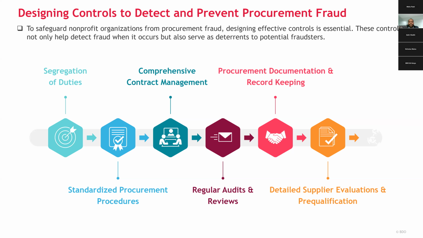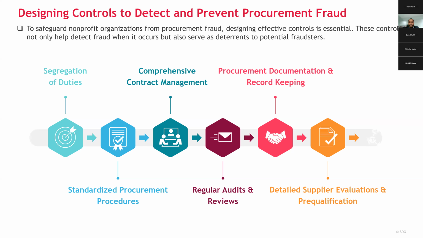The third one is having a list of approved vendors. This is having a list of vendors who have already met your predefined criteria for quality and reliability and even pricing, and continuously updating and using this list. This ensures that you don't have any vendors who are out there just to defraud you.